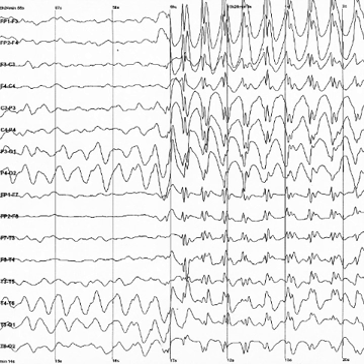Abnormal activity. Abnormal activity can broadly be separated into epileptiform and non-epileptiform activity. It can also be separated into focal or diffuse.